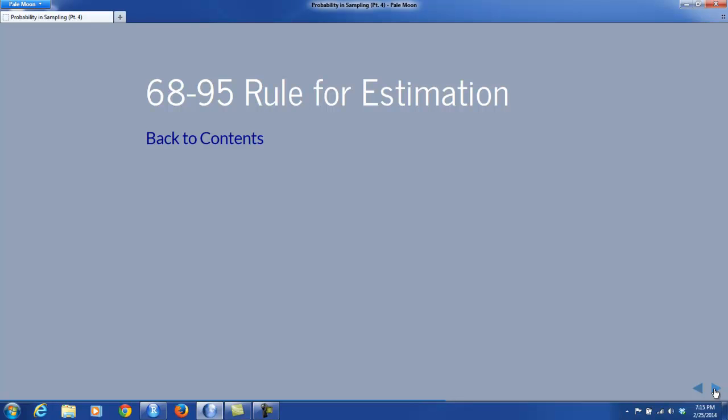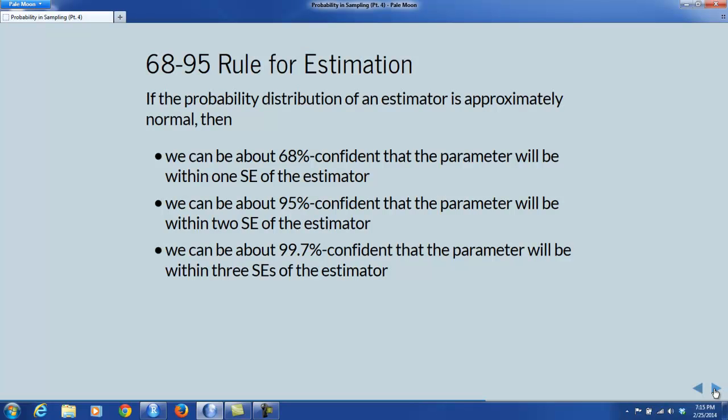This is the third version of the rule that we'll learn. Here's the rule. If the probability distribution of an estimator is approximately normal, then we can be about 68% confident that the parameter that we're trying to estimate will be within one standard error of the estimator. We can be about 95% confident that the parameter will be within two standard errors of the estimator. And we can be about 99.7% confident that the parameter will be within three standard errors of the estimator.